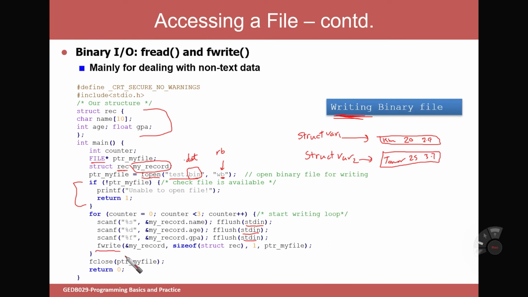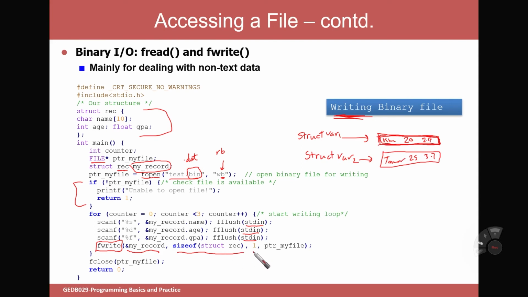Here it is. How to write to the binary file? I use fwrite, file write. In fwrite, I put the address of my variable or the record I want to write. So I will put the structure variable here, and then I will put the size of the variable. What is the size of the record variable? Because this will reserve inside the file one record, or one row, inside the file.